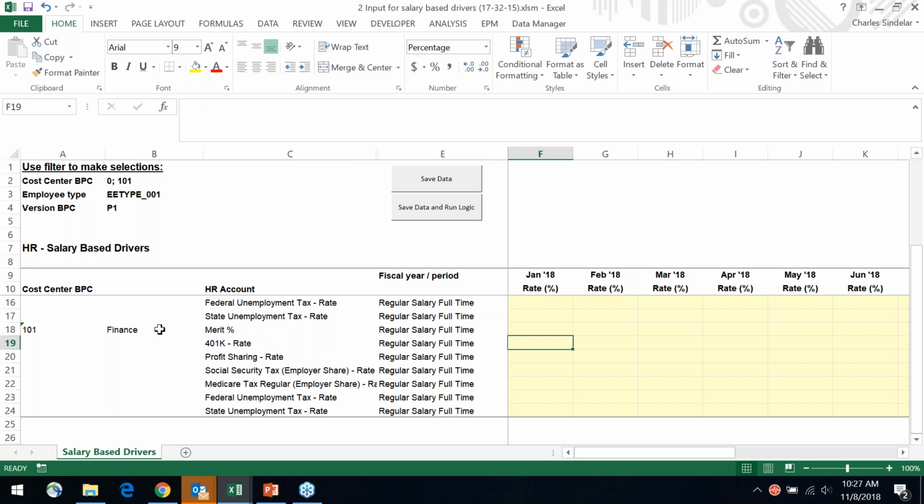Again, you can also do this. We have basically selected one employee type. So if there are different tranches of employees, where maybe some employees at one level get a 401k rate of one rate and some get a lower one, that's accommodated for by the system. So enter all this stuff. I'll just enter in some percents today.